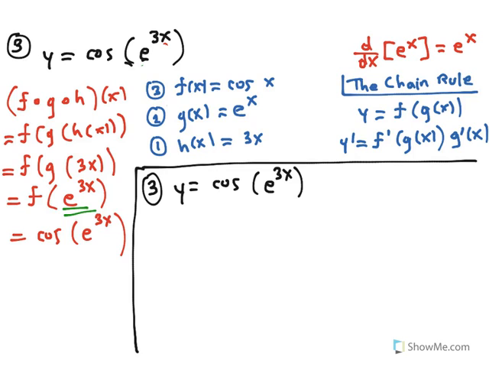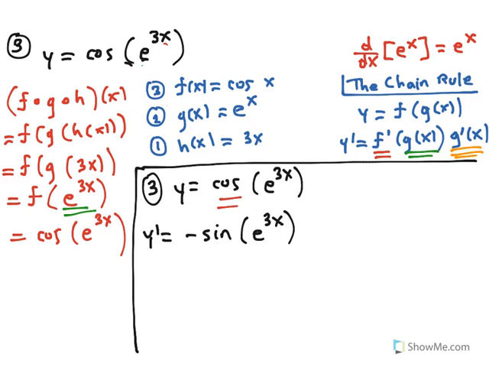So the chain rule states that we need to begin by finding the derivative of the outside function evaluated at the inside function and then multiply by the derivative of the inside function. So when we look at number 3, our outside function is cosine. So we begin by finding the derivative of cosine, which is negative sine. So we have negative sine of e to the 3x.